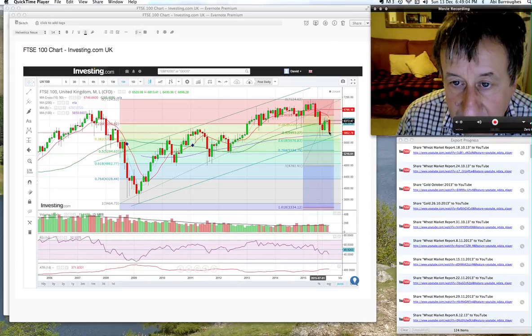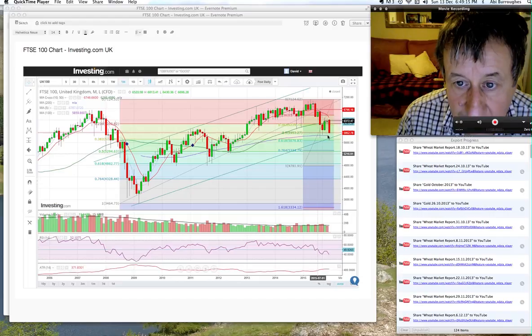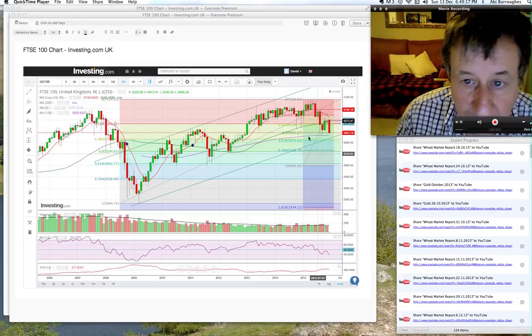We've got this big red candle we're making in December. We had this big fall here at the end of August, September, had a recovery, and now we're continuing down. Where can we find support from this fall? Obviously we've got a line here on the chart.